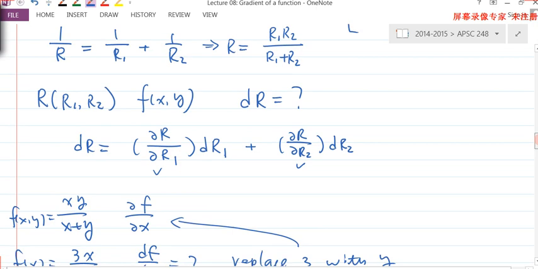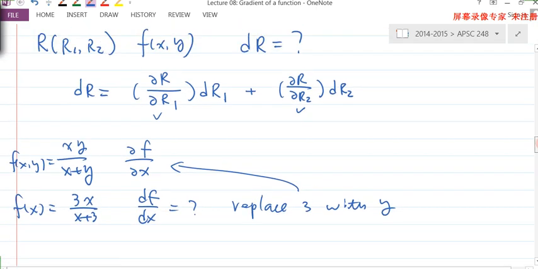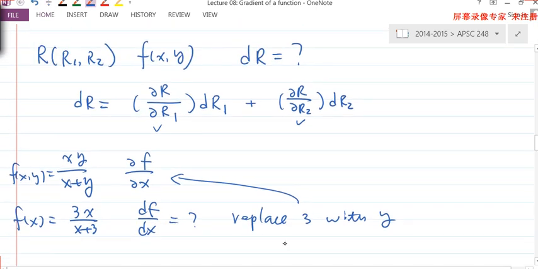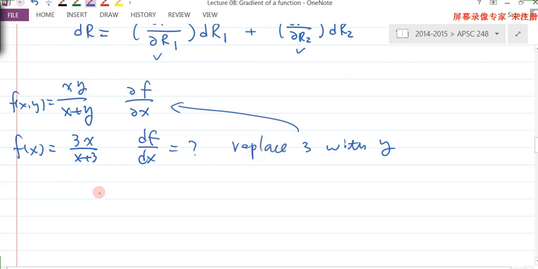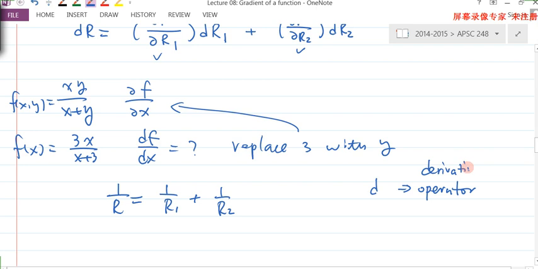Now, I'm going to show you a slightly different way to do this question, okay? I think you need to practice this partial derivative or derivative thing. So here is our equation for the total resistance. Now I'm going to do this. Remember what I said, the total differential operator, the D, is an operator. It's basically a derivative operator.